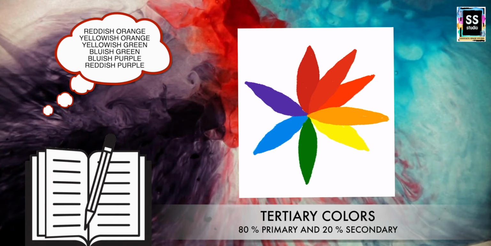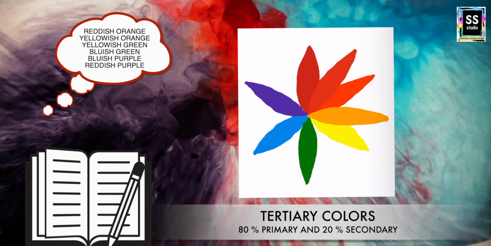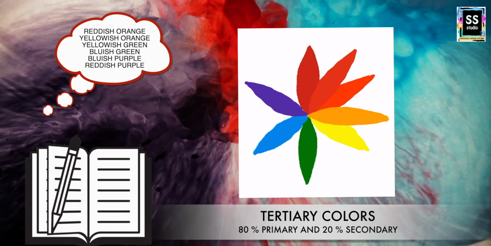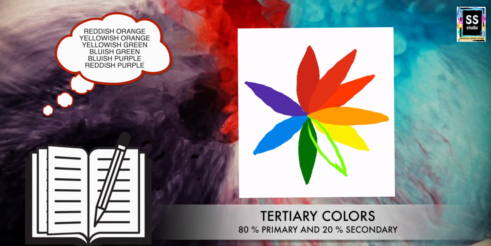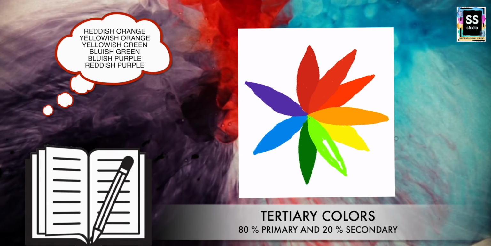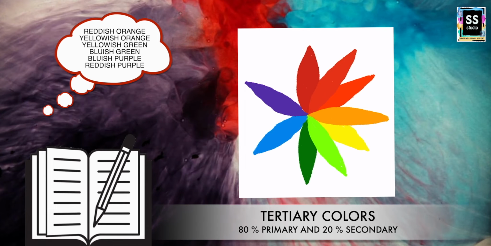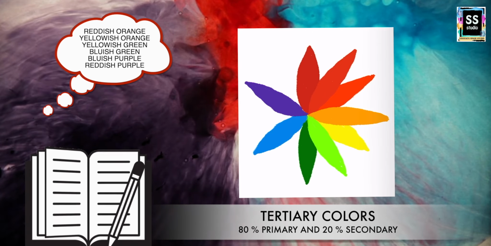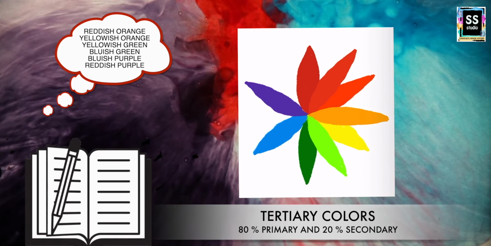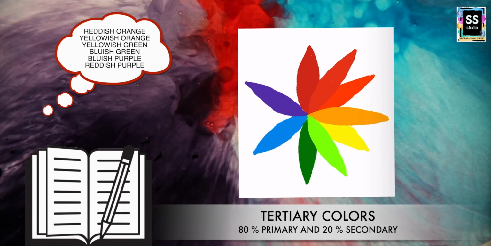Now 80% of primary and 20% of secondary will make your tertiary color. Similarly, orange and yellow is going to become yellowish orange. Yellow is primary, orange is secondary. So the quantity of yellow or primary is going to be 80%.